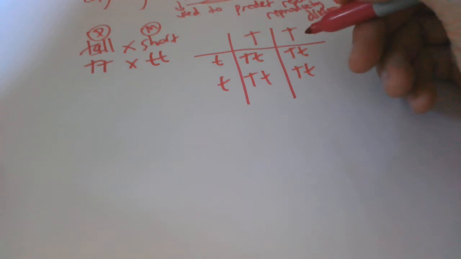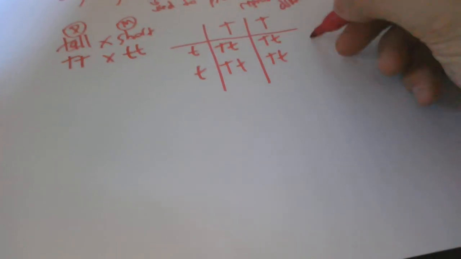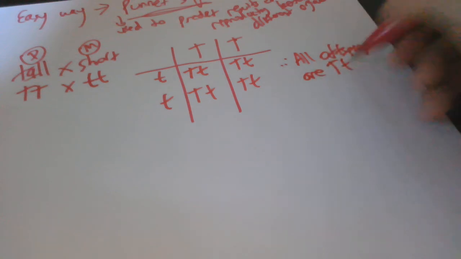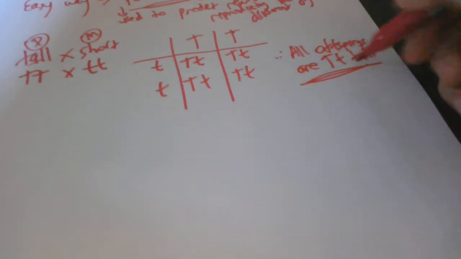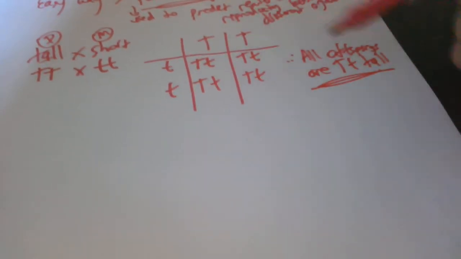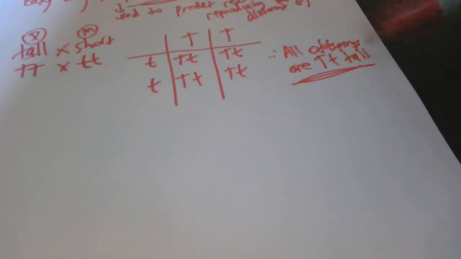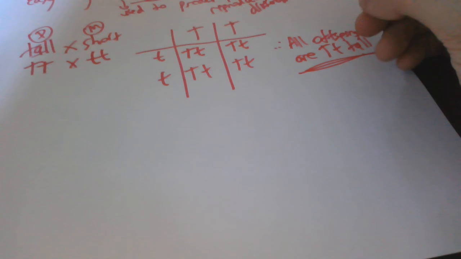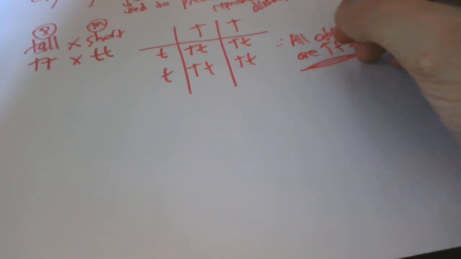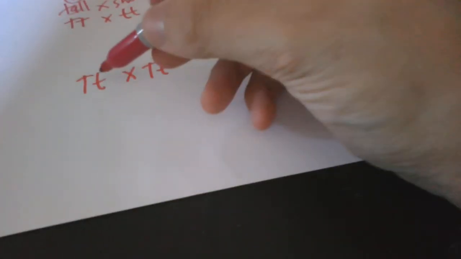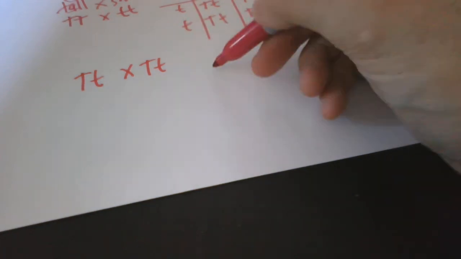So therefore, we can say that all offspring, in this case, are capital T, small t, tall. Okay, it doesn't matter what this is, it's just an arbitrary notation. So they're all capital T, small t in terms of height. And that's all it is, a Punnett square. Let's do another example. What if both parents were a mix, medium height? Let's say the dad was capital T, small t, and the mum was capital T, small t. Let's draw a Punnett square. Remember the dad, put it at the top, mum put it on the side.